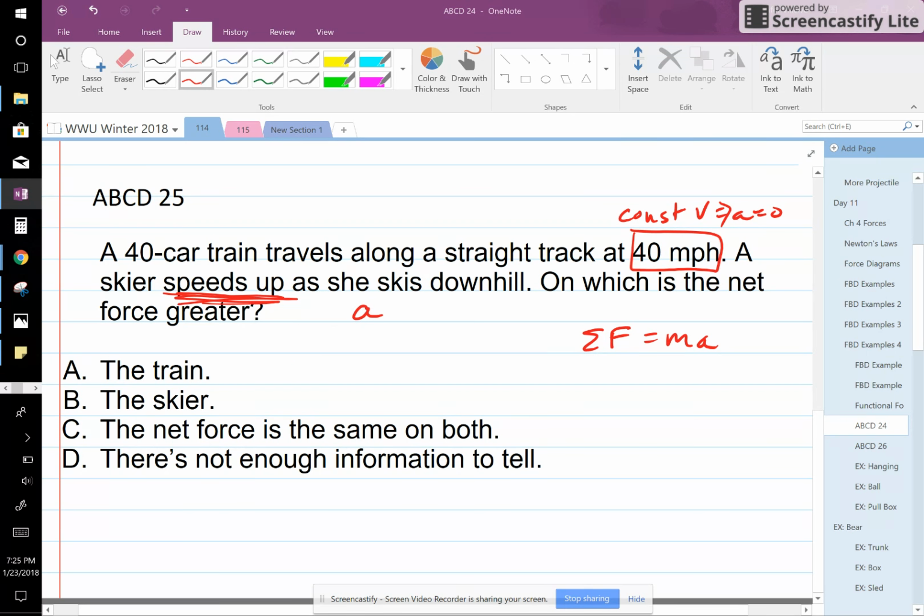You might want to try and argue with me, like if you have this skier going down a hill, and if you define down as negative, then maybe this is a negative acceleration, and then you're comparing 0 versus a negative number, then obviously 0 is greater than that. But I think that's kind of taking it a little too far. If you have a skier who's speeding up, then we have an acceleration. So the net force is greater on the skier as opposed to the train car.